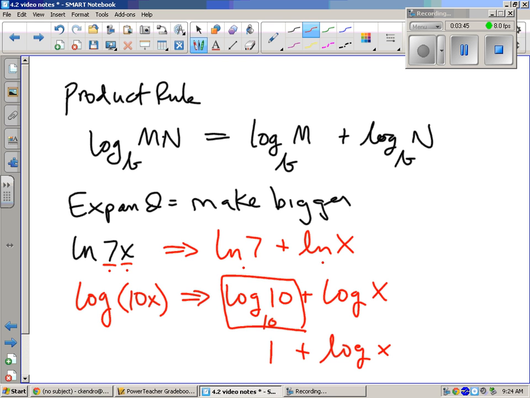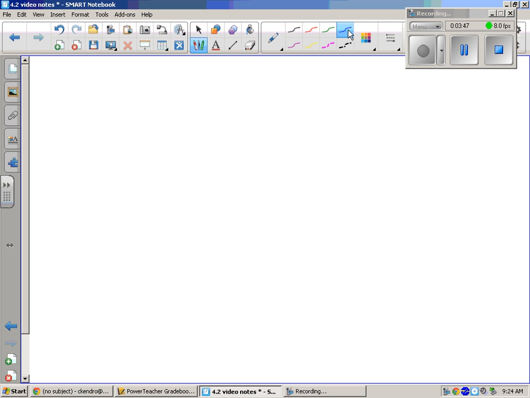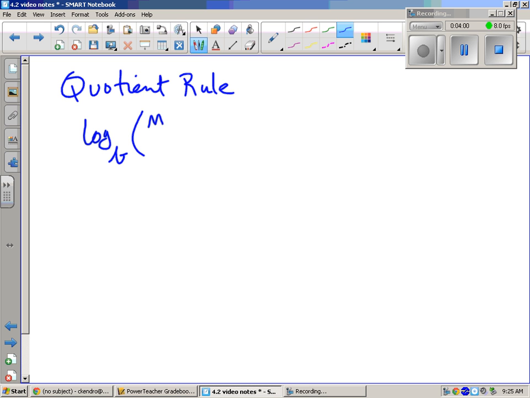All right, let's go to the next rule. This is the quotient rule. Quotient means to divide. So if I have log base b of m divided by n, that turns into log base b of m. Now division turns into subtraction, so minus log base b of n.